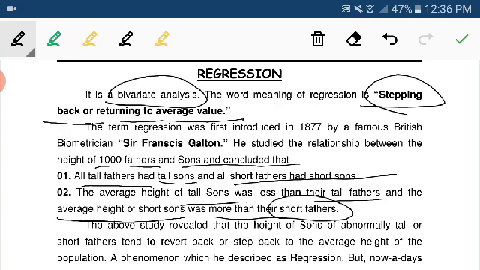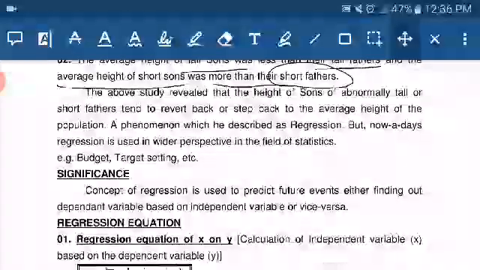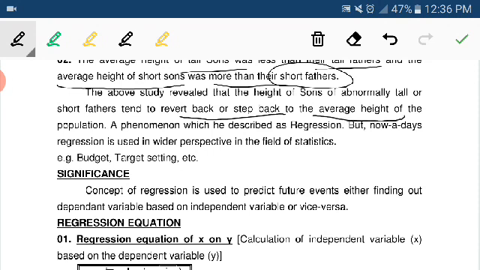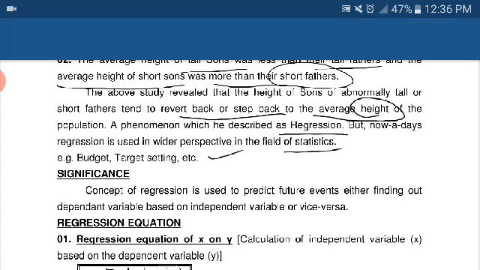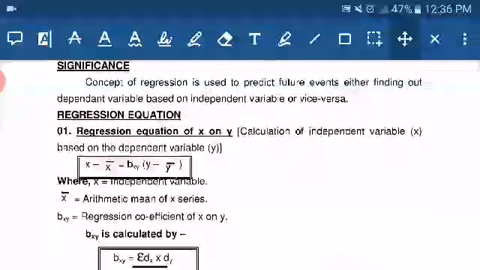The above study revealed that the heights of sons of abnormally tall and short fathers tend to revert back, or step back, to the average height of the population, a phenomenon which he described as regression. But nowadays regression is used in a wider perspective in the field of statistics, budgeting and target setting. Significance: the concept of regression is used to predict future events, either finding a dependent variable based on an independent variable or vice versa. Regression equation of x on y and y on x.